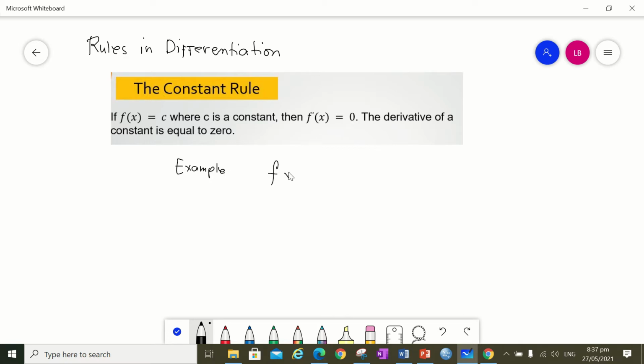If we have f of x is equal to 3, 3 is a constant, therefore the derivative of this function is equal to 0. Let's have another. If we have f of x is equal to 5 pi, so this is also a constant, so f prime of x is equal to 0. In short, the derivative of a constant is 0.